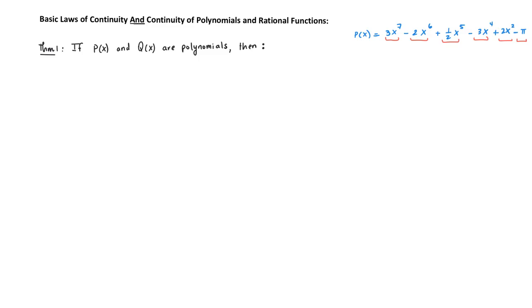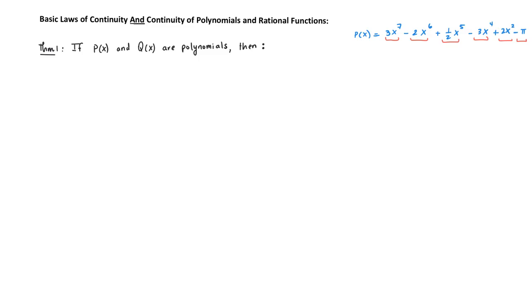So by the properties that we just developed, when we add continuous functions, we get another continuous function. So if 3x to the 7th, negative 2x to the 6th, 1/2 x to the 5th, and all of these individual power functions are continuous, the sum and the difference will be continuous as well. So the continuity of polynomials is pretty straightforward.